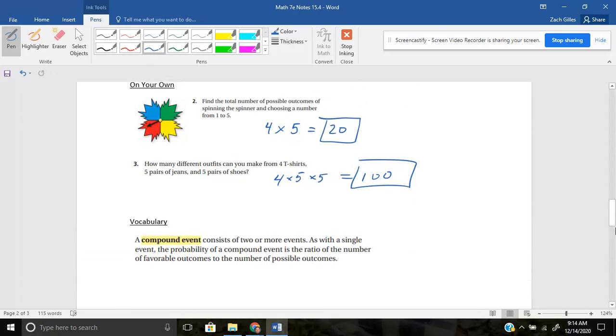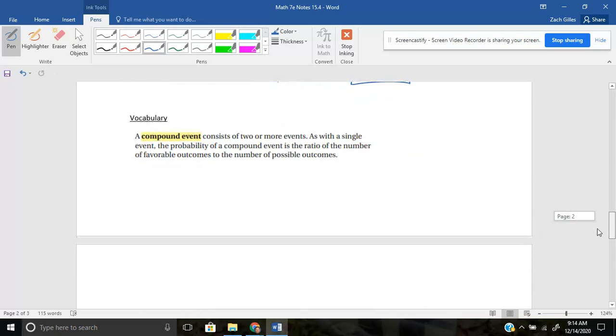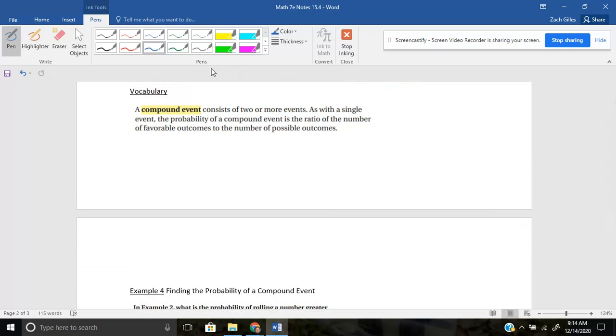All right, so everything up until now has been total number of possible outcomes. Next, we're going to talk about a compound event. And a compound event has 2 or more events. As with a single event, probability of a compound event is the ratio of the number of favorable outcomes to the number of possible. So very similar to before when we talked about probability. So the probability of an event is that ratio. It's the number of favorable over the number of possible. Okay, and we just looked at how to quickly find the number of possible outcomes. Okay, so now we're going to use this piece of information to find the probability of a compound event, and that's where we have 2 or more events.